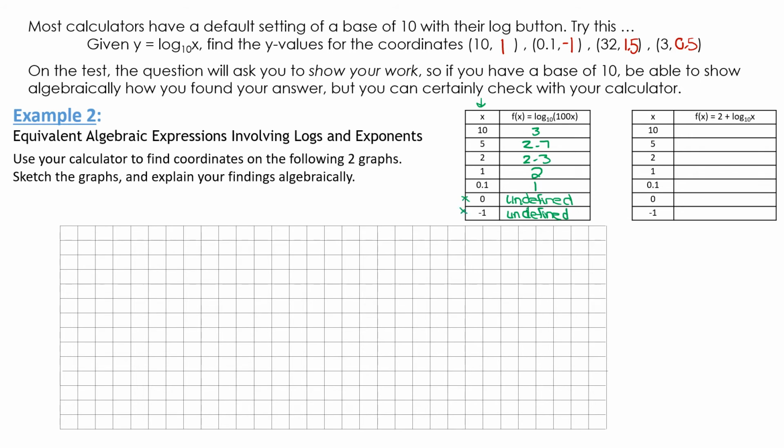Where's my asymptote going to be? Remember, your asymptote is your d value. What's my d equal to here? I don't see a d, so it's a 0. So my vertical asymptote is going to be at x equals 0.